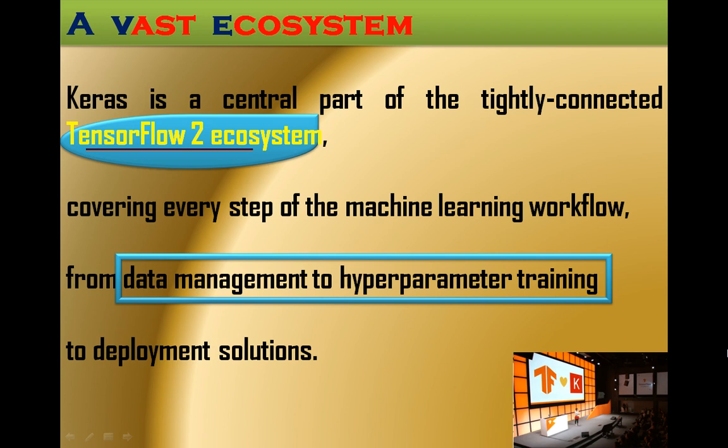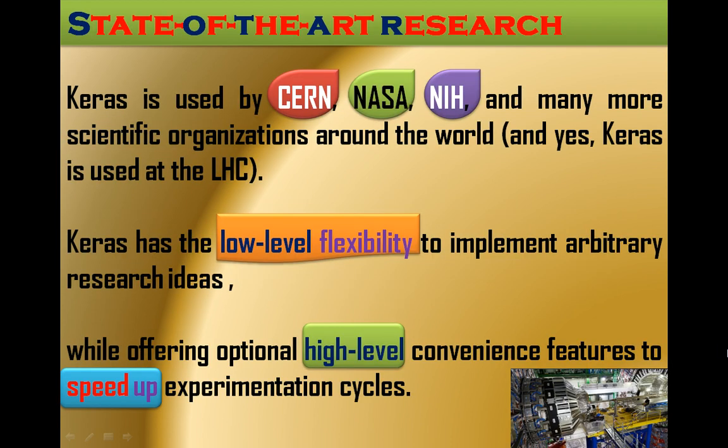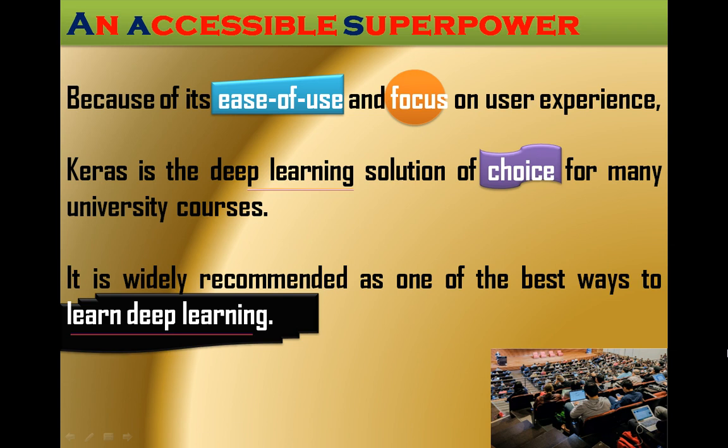A vast ecosystem. Keras has a large ecosystem of products to support your deep learning environment, covering every step of the machine learning workflow, from data management to hyperparameter training to deployment solutions. State of the art research. Keras is used by many scientific organizations around the world like CERN, NASA, etc. Keras has the low-level flexibility to implement arbitrary research ideas while offering optional high-level convenience features to speed up the experimentation cycles.